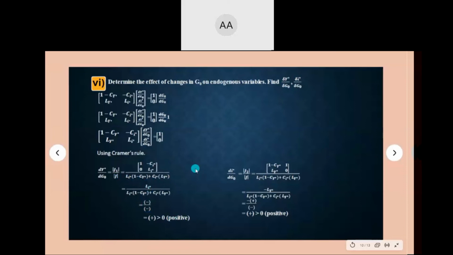And to find the determinant J2, 1 minus CY star, 1, LY star and 0, and determinant J is LI star multiplied by 1 minus CY star plus CI star multiplied by LY star, and we get a negative. So J2 is negative, and then determinant J is negative, so we get a positive, which is more than 0. Okay, that's all my part. Thank you.